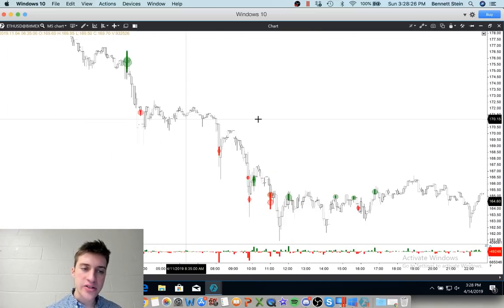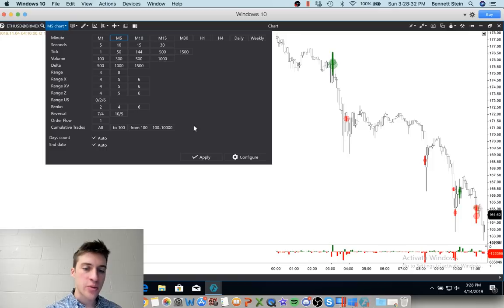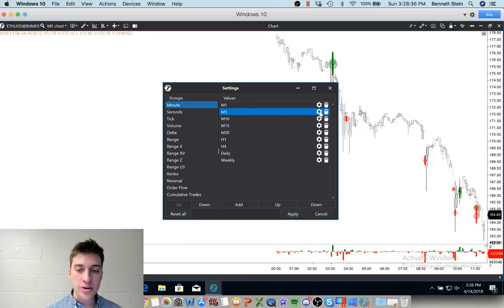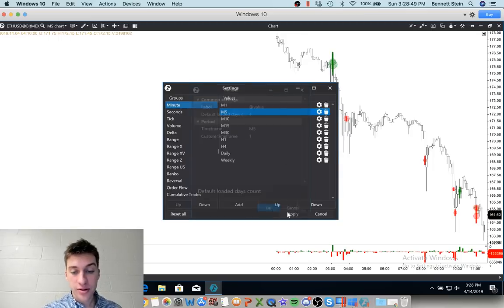Because I can clearly see here that this tended to act as a reversal. Now, it's not showing me any more than that. There is a way to fix that, and I got a lot of questions on this, so I'm going to do that right now. You go here, you go to Settings, M5. Default loaded days is at 4. Okay, I'm going to put this to 3. Maybe that'll fix it. I don't know. Apply.